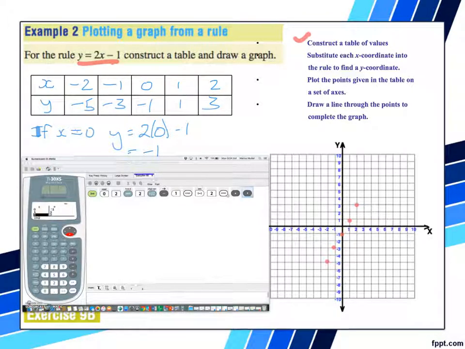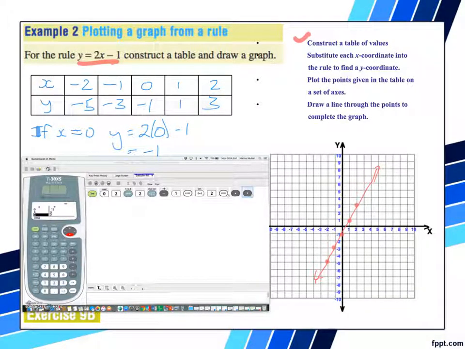We can see that all of those are in a straight line, and all I do now is I take my pen and I draw a straight line through all of those with a ruler, and I put arrows in there. So that is then how I draw my graph.